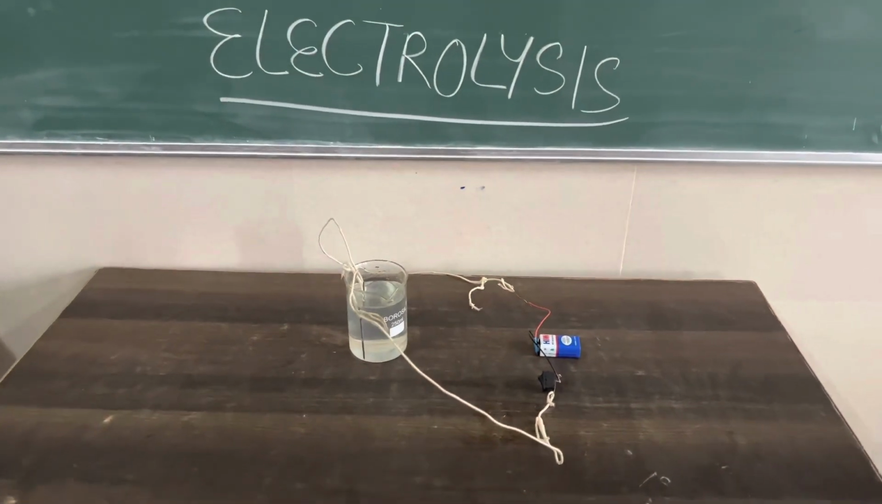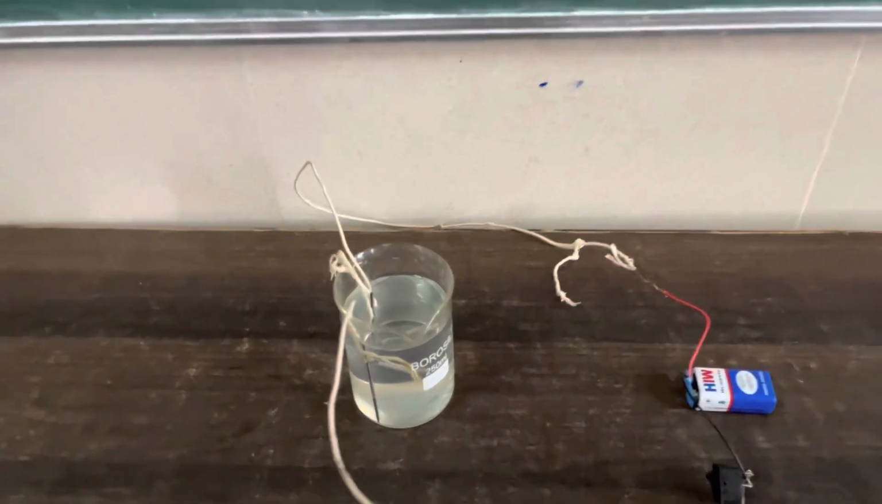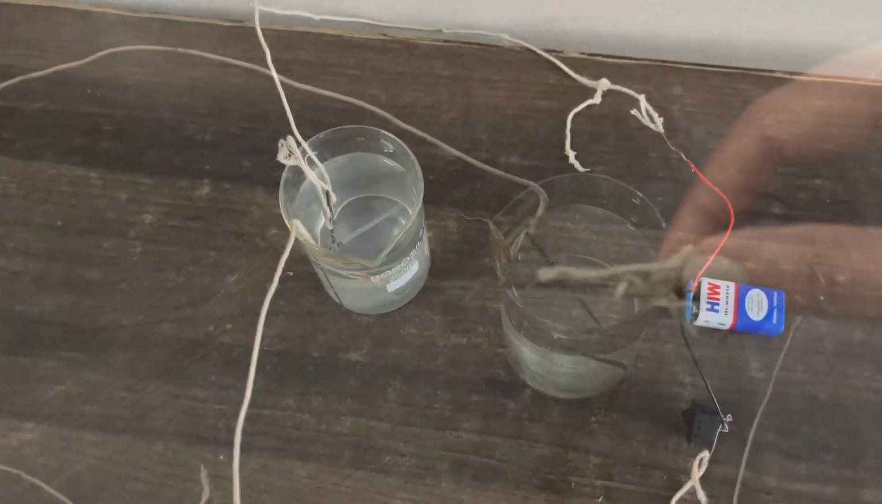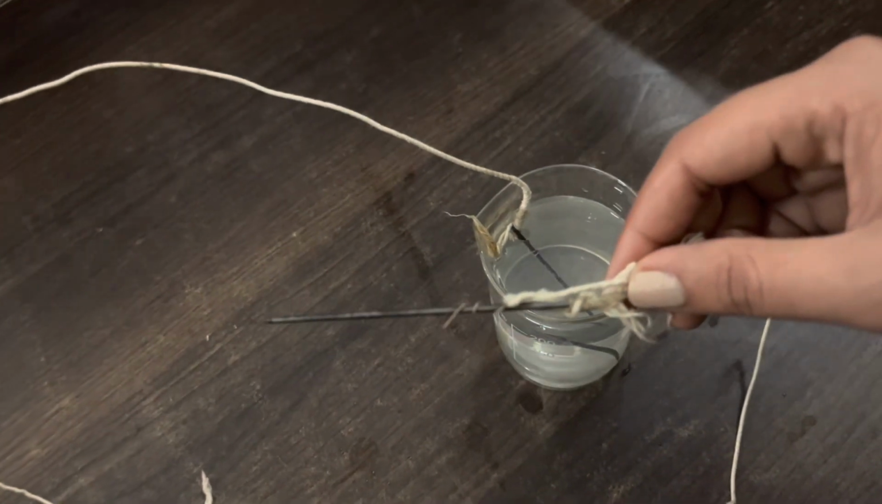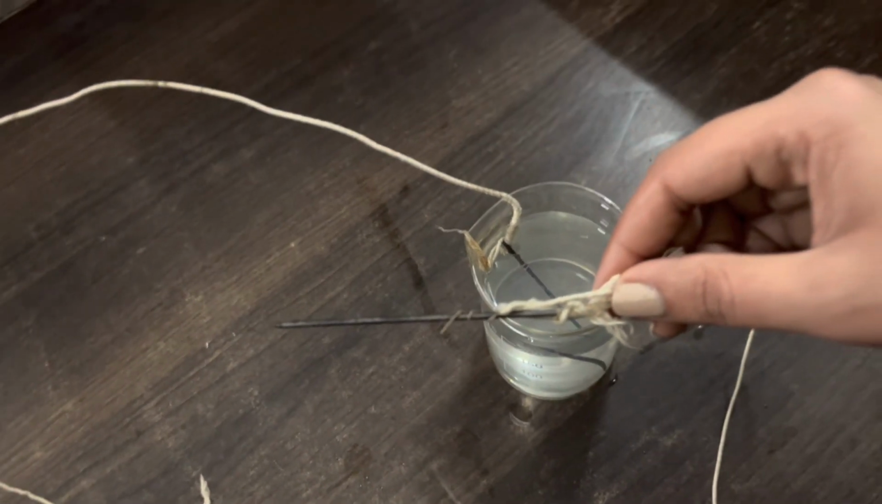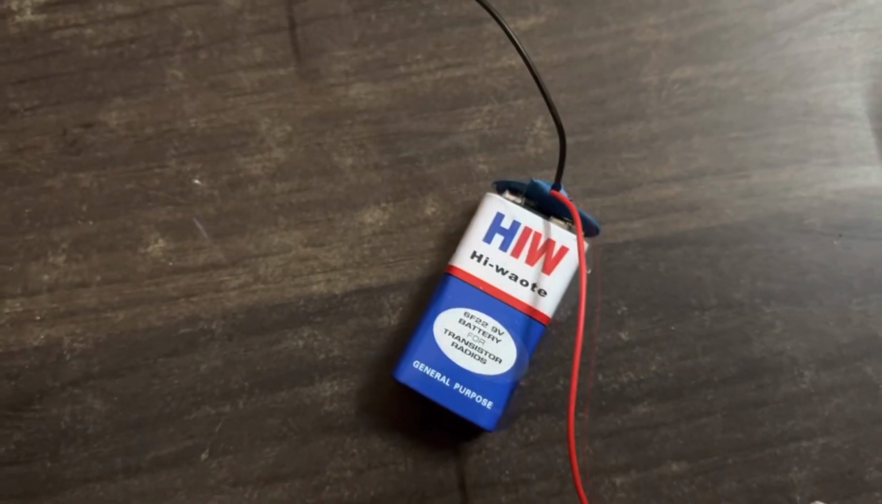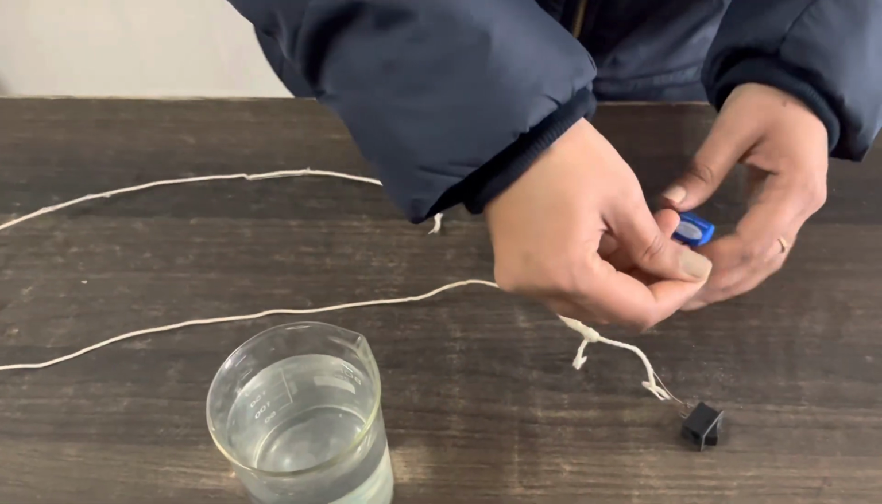Today's topic is electrolysis using graphite electrodes. So, it is a process of using electricity to split water into hydrogen and oxygen. On both the electrodes, I have coiled copper wire and used a battery of 9 volts.